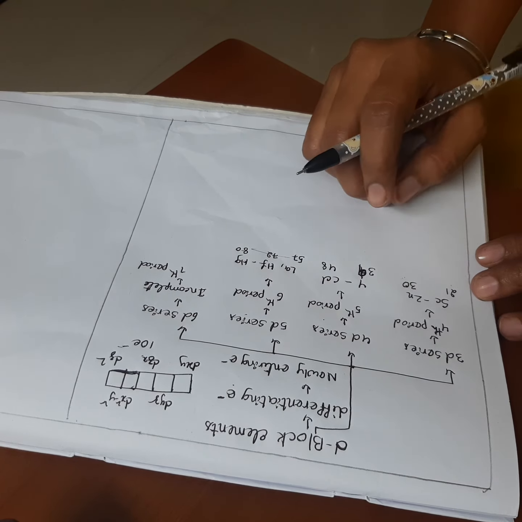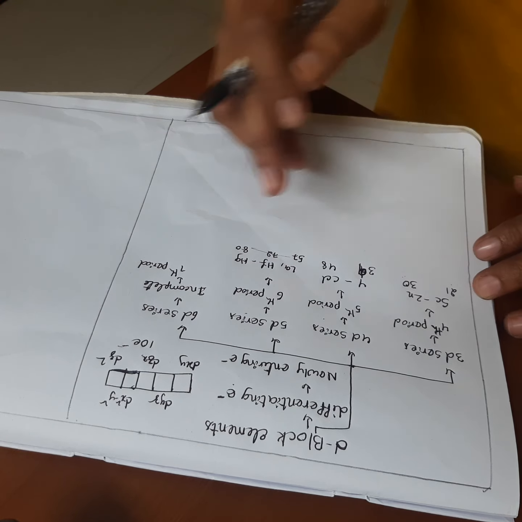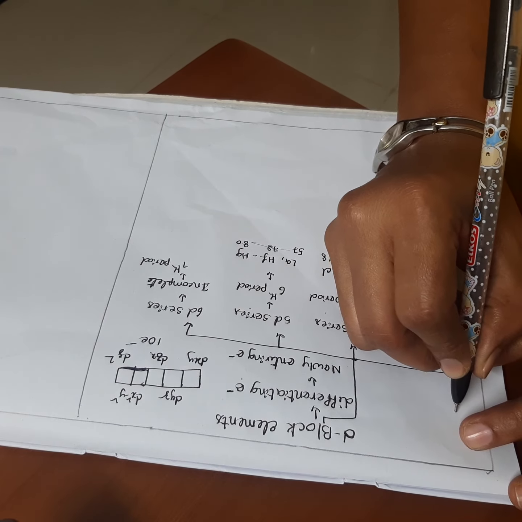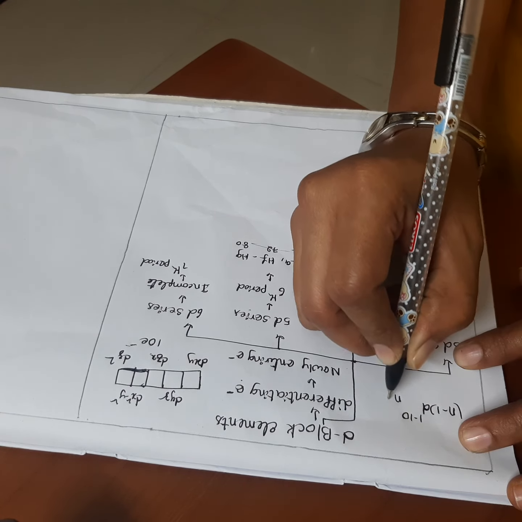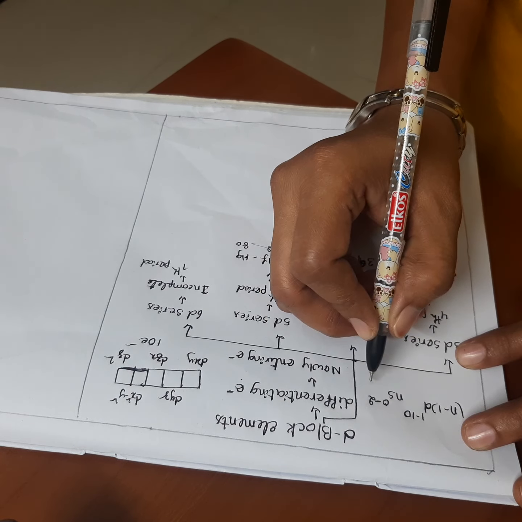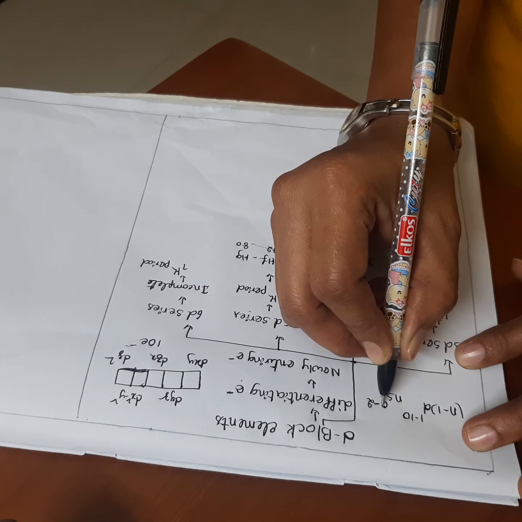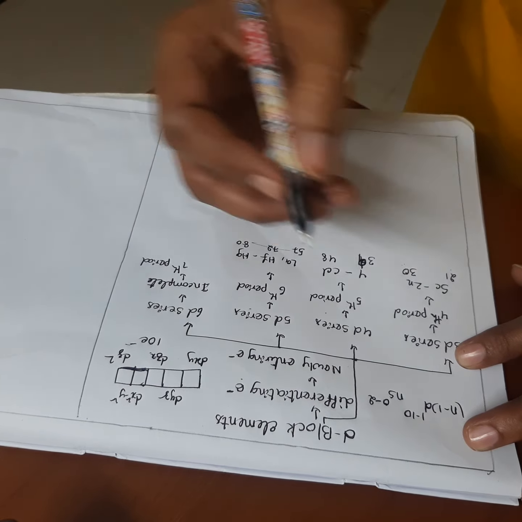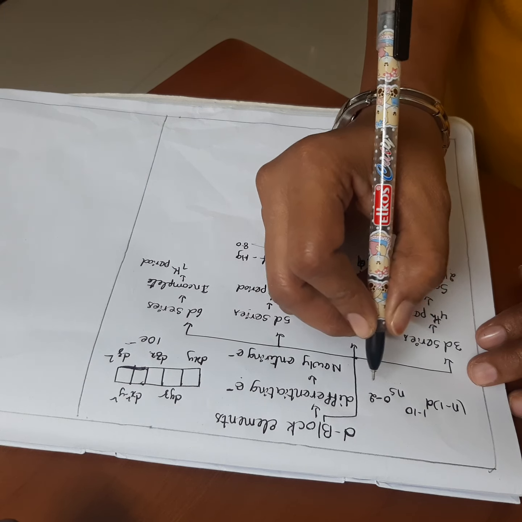Now let us see which elements are present in the 3d series and how we can write the electronic configuration for them. Before writing the electronic configuration, the valence shell electronic configuration for d block elements is (n-1)d 1 to 10 ns 0 to 2. Why did I write 0 to 2? Commonly we write ns 1 to 2, but in d block elements some elements do not contain electrons in the s orbital. That's why I wrote ns 0 to 2.